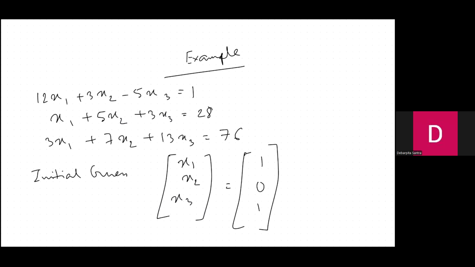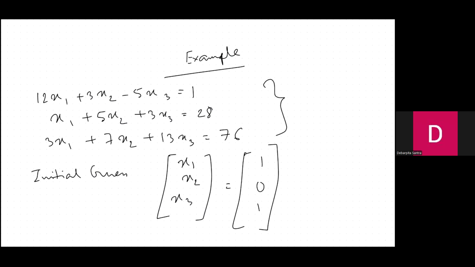So in the Gauss Seidel Iterative Method, the question will look like this. This is a system of linear equations. 12x1 plus 3x2 minus 5x3 is equal to 1. x1 plus 5x2 plus 3x3 is equal to 28. 3x1 plus 7x2 plus 13x3 is equal to 76.